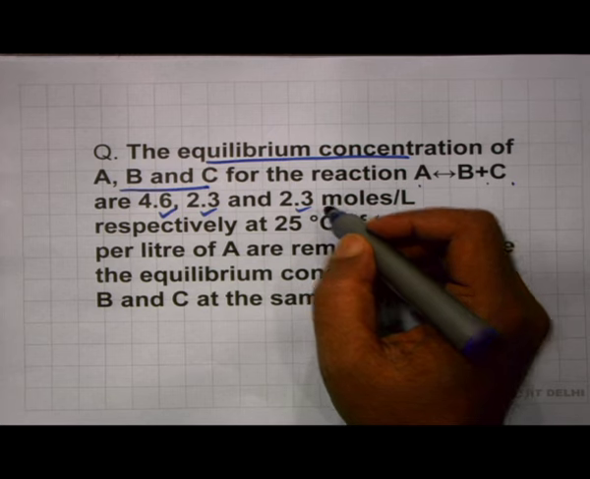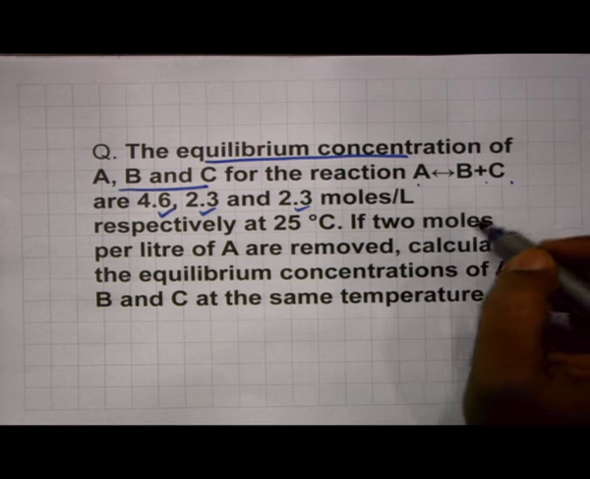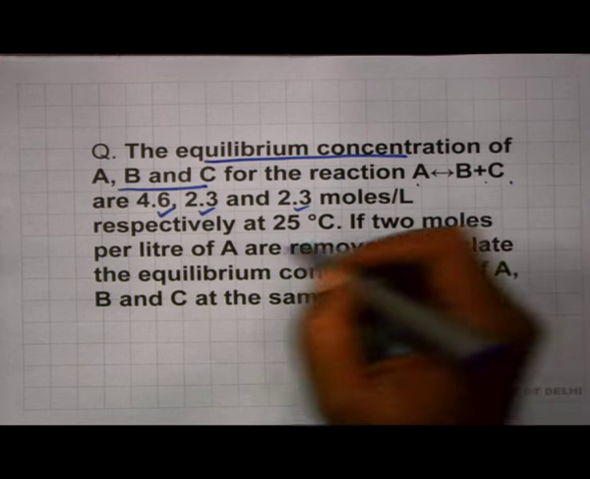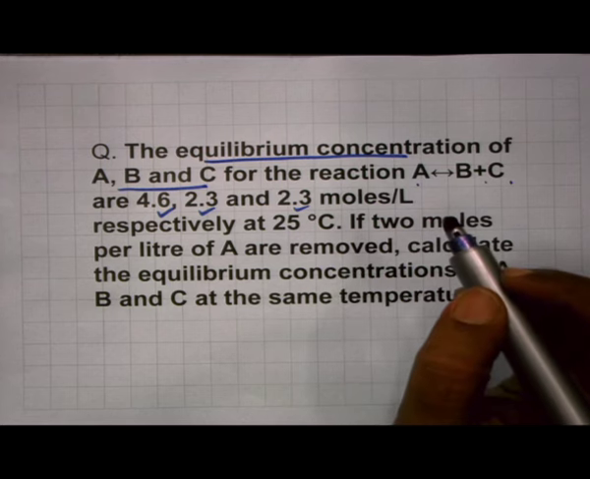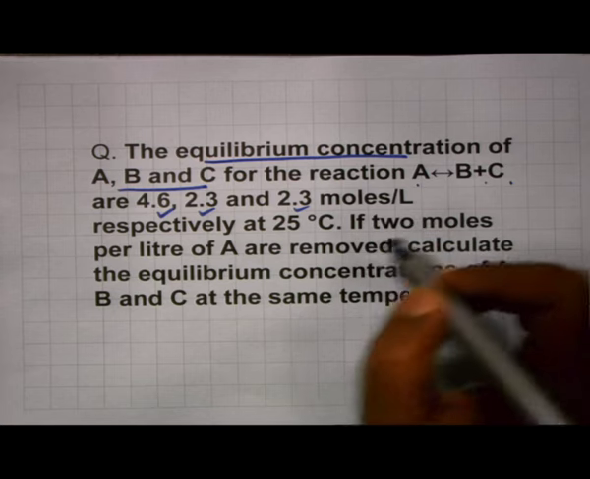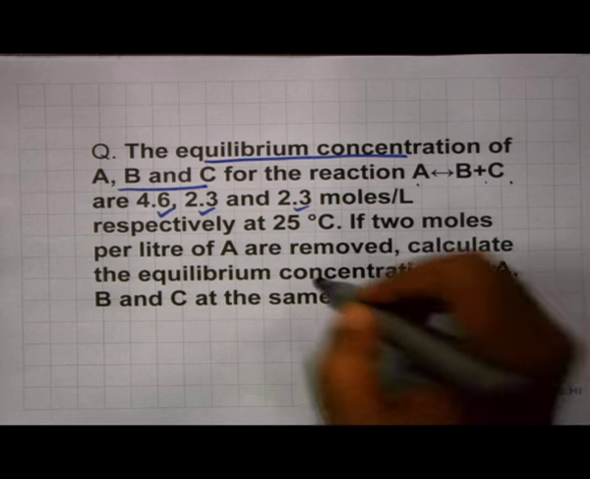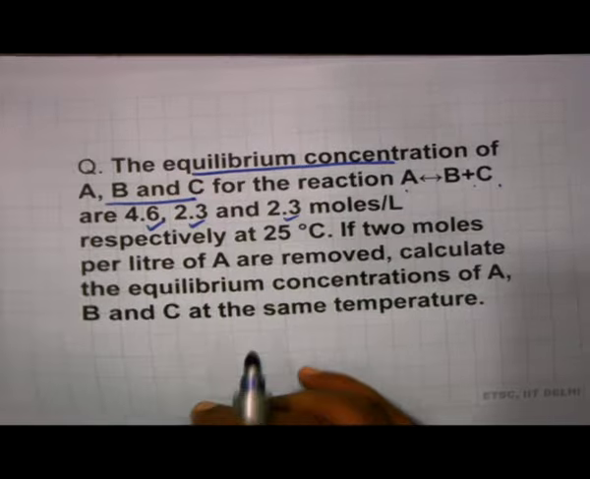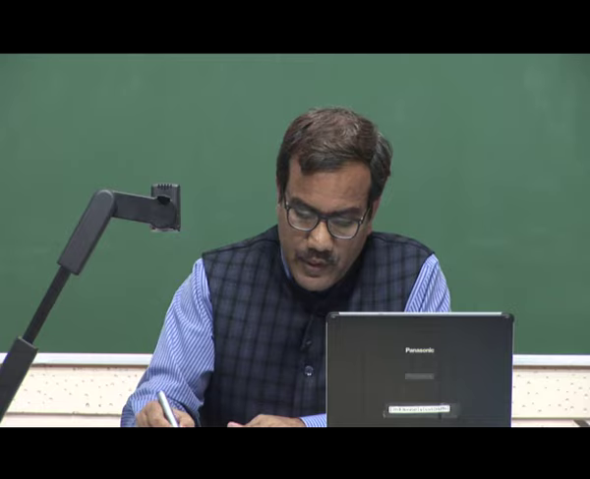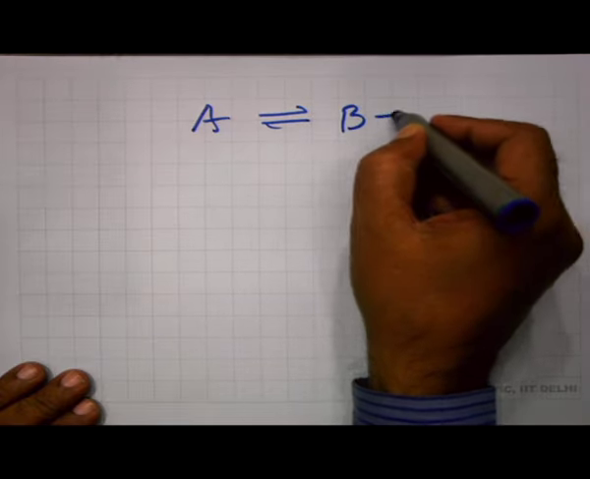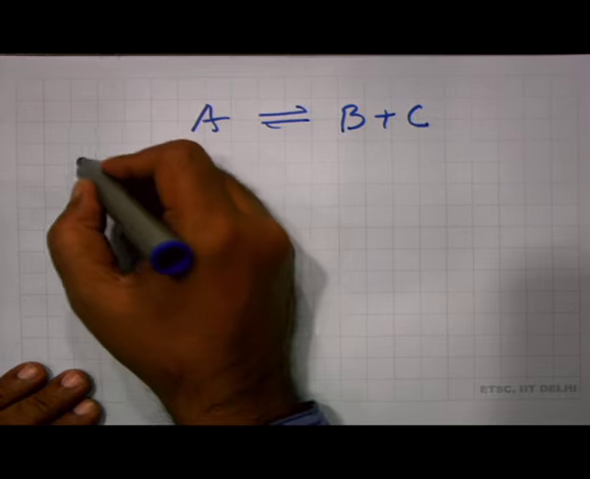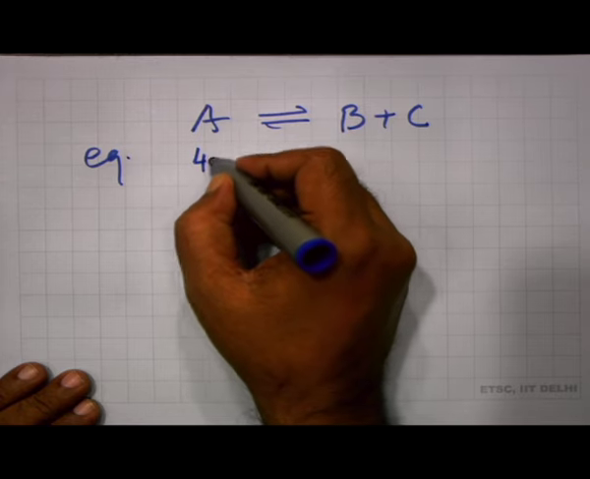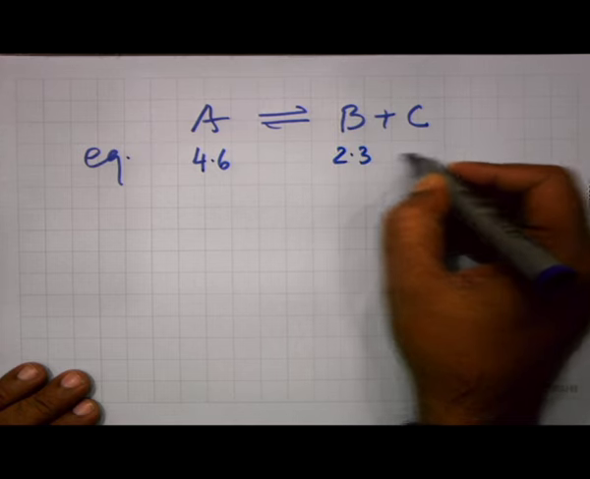In this, first we have to calculate Kp or Kc, and then you disturb the equilibrium by removing your A, and then you need to calculate the equilibrium concentrations of A, B, C. And here you can utilize the fact that you have already calculated Kc. So, let us think of this question. The reaction is A going to B plus C, and the equilibrium concentrations are given: A is 4.6, B is 2.3, and C is 2.3.